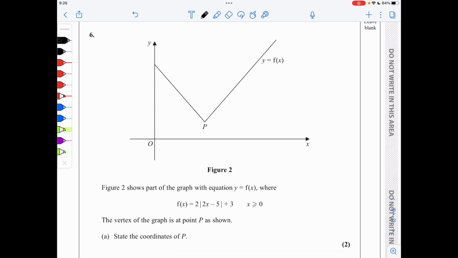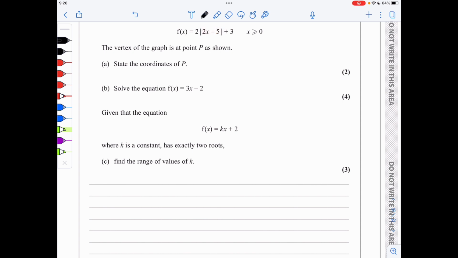Question 6, we've got f of x here. It's an expression that involves the modulus function. We need to state the coordinates of p, it's the coordinates of the vertex. We know that the vertex will be wherever the modulus expression is 0. So if we've got 2x minus 5 is 0, that means that x is 5 over 2. It also means that this is 0, and therefore f of x is simply 3. So the coordinates of p will be 5 over 2, 3.